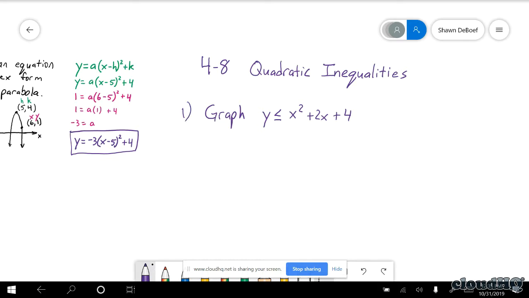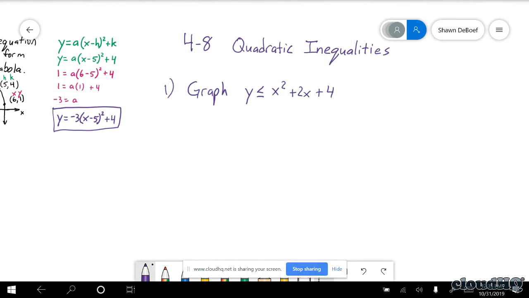So we're going to graph y is less than or equal to x squared plus 2x plus 4. So you look at this equation, you should notice it's in standard form. And so we're going to pretend for a little bit that it's just an equal sign and go through the whole process that we would have gone through earlier in the chapter. And then at the very end, we'll come back to the fact that it's an inequality, which means we have to consider whether it's a solid or a dashed line and where to shade.